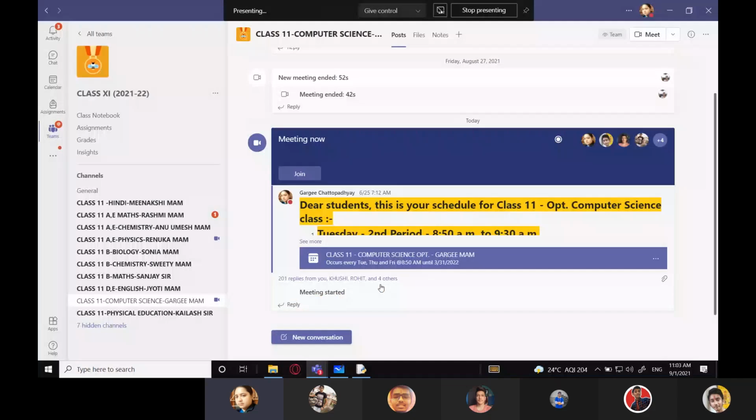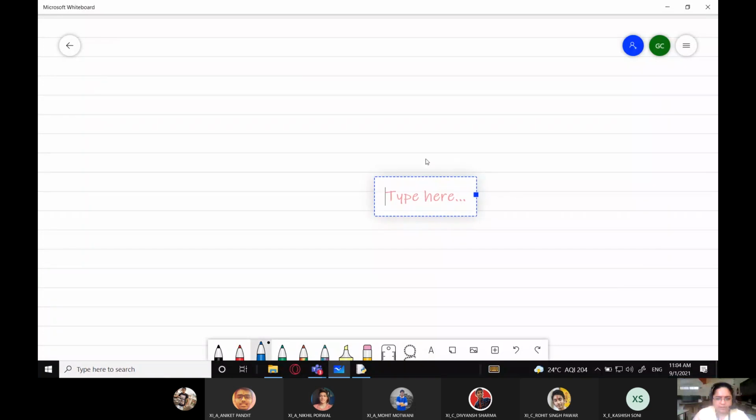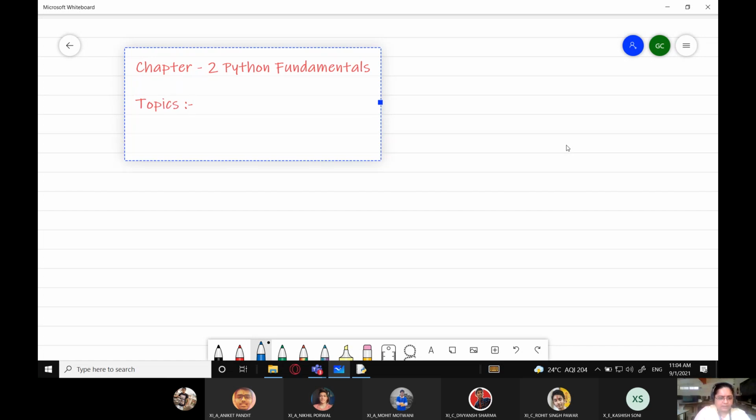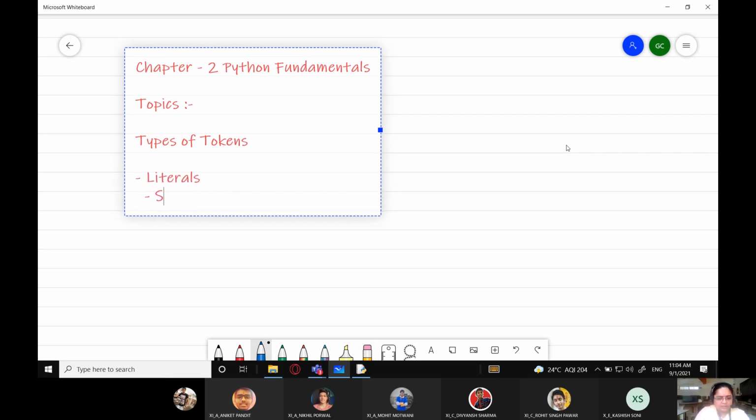So here we are, and we are going to discuss a few things today. We are currently doing chapter 2, Python fundamentals. Within this, today we are going to discuss the topics. Types of tokens is what is going on, and within that we are still on literals. We have already covered string literals yesterday, and we are going to see numeric literals.